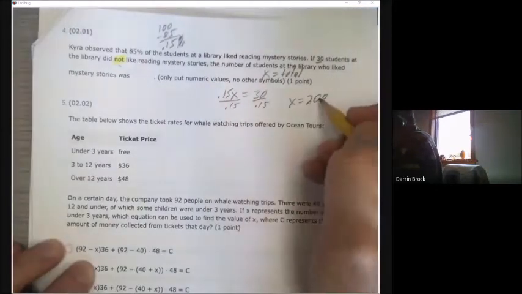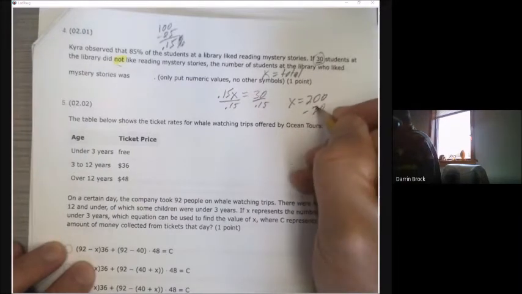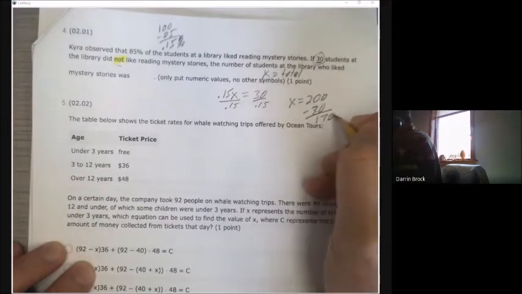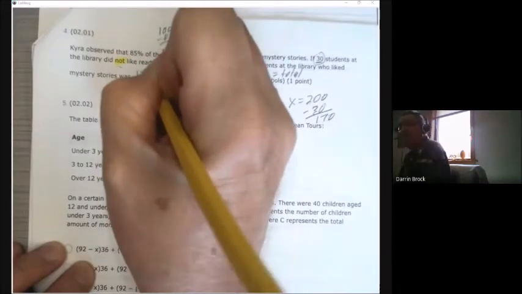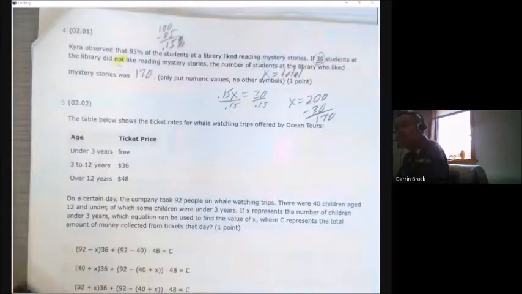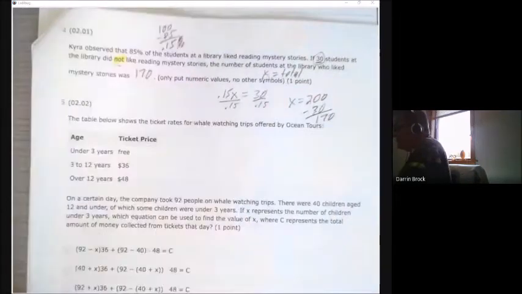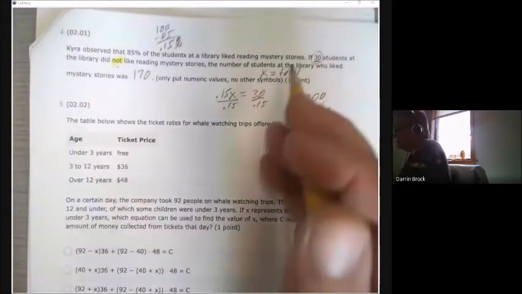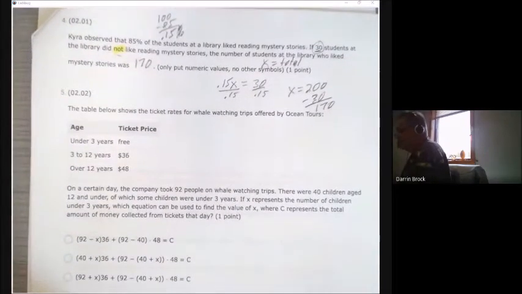Well, there's 200 people at the library. We know 30 do not like it. So 170 people like reading mystery stories. So we just have to go with what they gave us. They just gave us 30 people, and we know that's 15% of the total people there. So we had to use that to figure out how many people there were so we could get how many like mystery stories. So just got to play with what they give you.